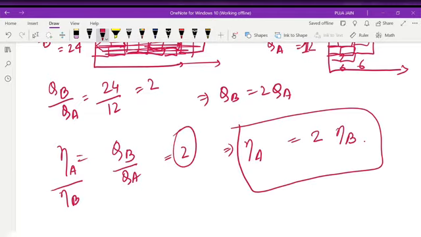Options can be like 2, 1 by 2, 2 third, 1 third, whatever. So if they have asked this ratio, our answer is 2. I hope you understood the concept of heat pump, heat refrigerator, and how to calculate the work done and the heat and the efficiency when a graph is given. If a PV graph is given, how to calculate, and if a TS graph is given, how to calculate.